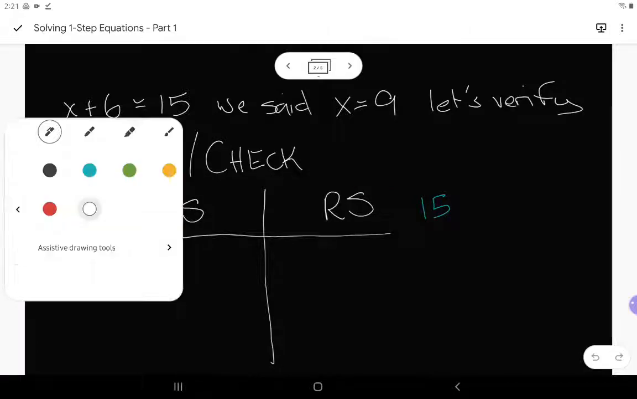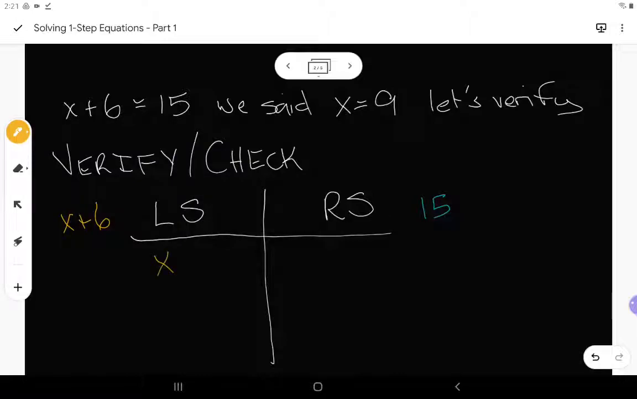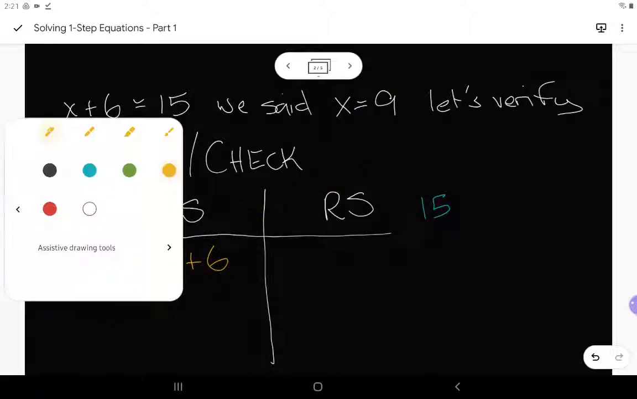So on the left-hand side of my equation, I started with x plus 6. And I say, okay, instead of x being x, I want x to be 9. So I'm going to substitute this value of 9 and take that 9 and put it in for the x instead of the variable x.